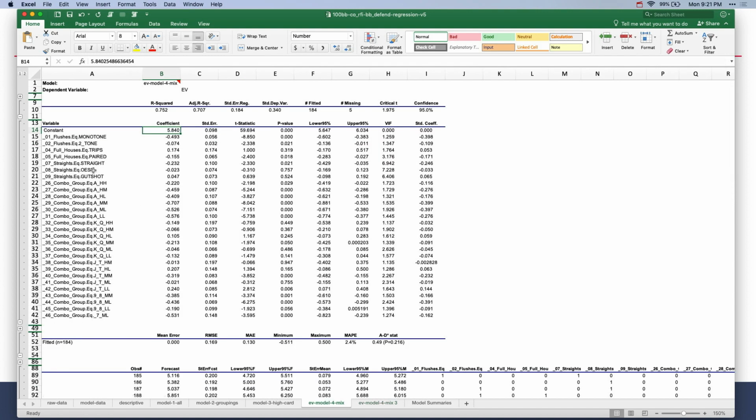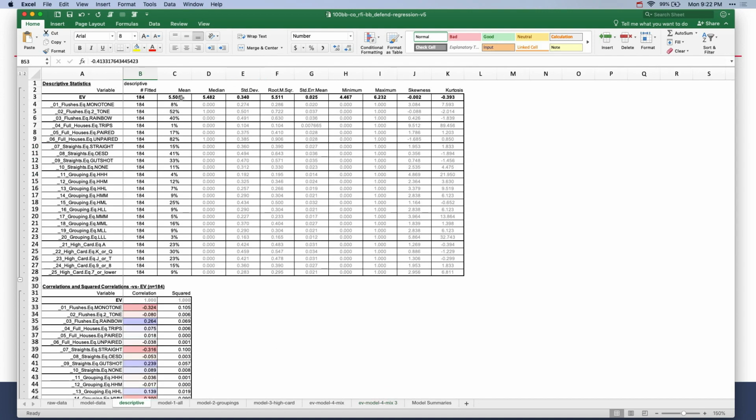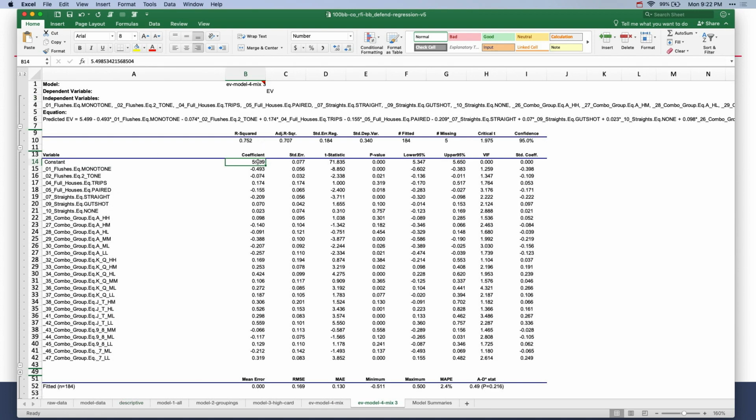none straight draw method, I used the open-ended straight draw as my reference, and then I believe I might have changed a combo group here, but either way I ended up in a situation where our constant was 5.499, and if we go back to our descriptive, our constant there was 5.501, so it's virtually the exact same EV. So what that tells us is that this is our baseline, which is our average EV, and then the presence of a monotone flop is going to drop that average EV by minus 0.49 big blinds.